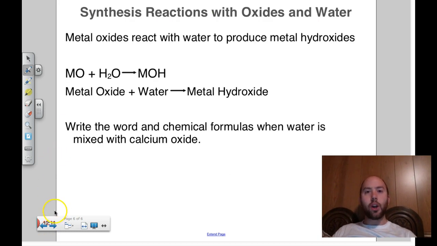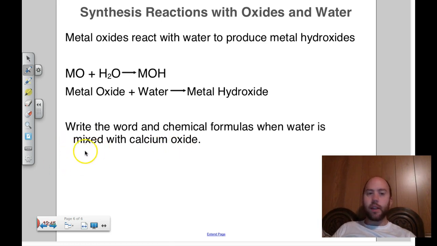Last one, and this is the hardest one. Reactions with oxides in water, specifically a metal oxide in water. So, metal oxides react with water to produce metal hydroxides. So, any metal oxide, MO, any metal oxide plus water, H2O, will give me a metal hydroxide. So, write the word formula when water is mixed with calcium oxide. So in this case, calcium oxide is my metal oxide.